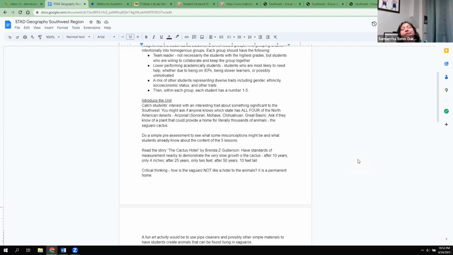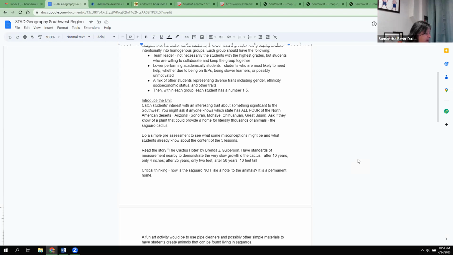So maybe we're using the tile on the floor to measure that, or the big bricks on the wall, depending on what your classroom is made of. And then after 50 years, it's only 10 feet tall. Well, we're looking at about the height of a ceiling, maybe. After 50 years, and these things get so tall. So we would be looking at all that and trying to keep the kids really excited to learn more about a desert region and what happens in a desert region.